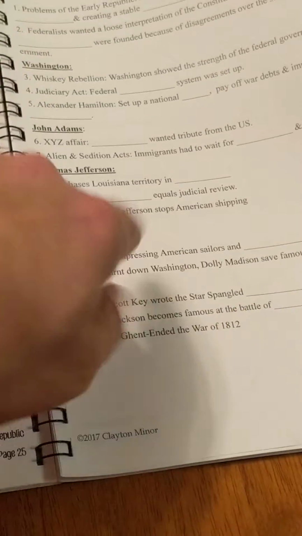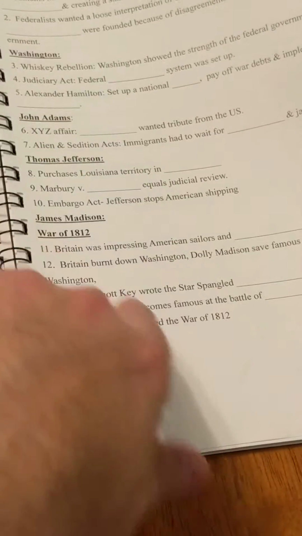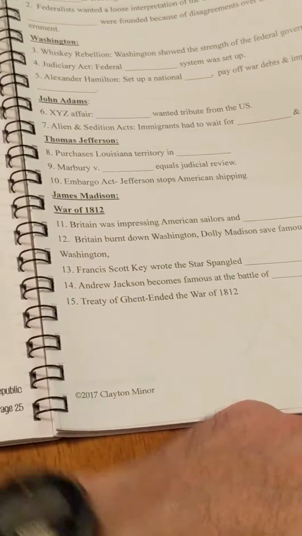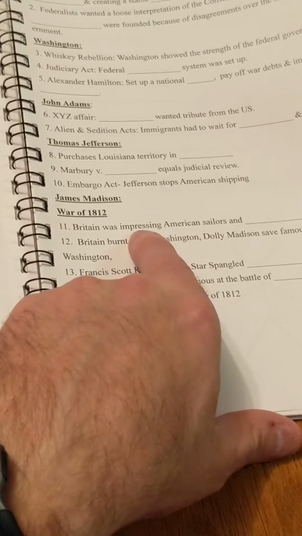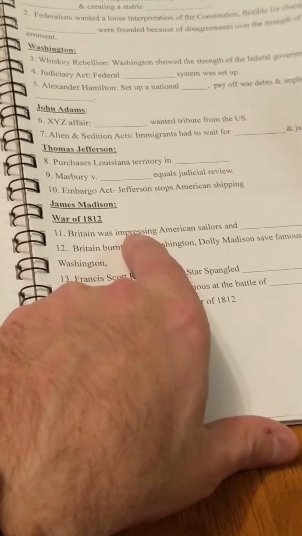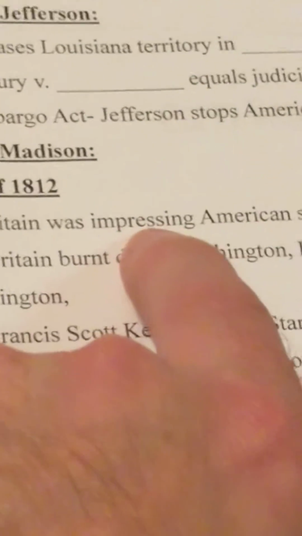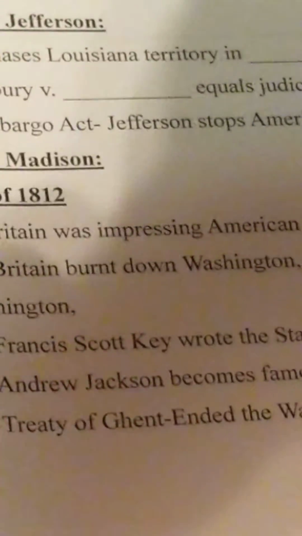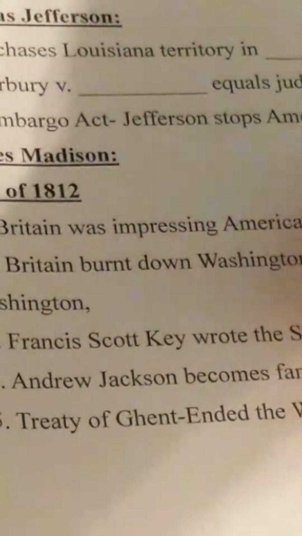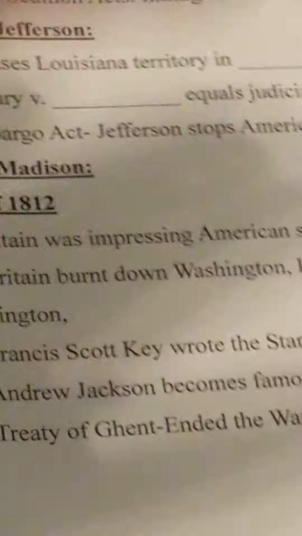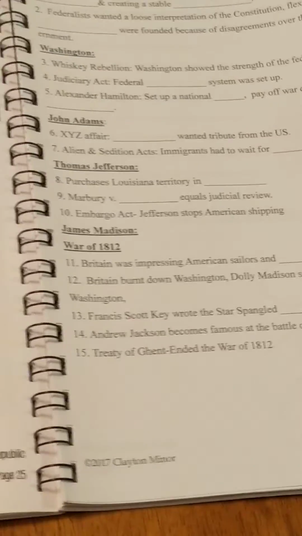Madison, War of 1812, a lot of key things in here. Do some cause and effect on it. Causes, impressing American sailors, blocking trade routes. Impressing, the only time we ever see this word is with the War of 1812. 2 words, tribute with XYZ, impressing with War of 1812. Only time you ever see those words ever used is with those 2 items. Burn down the White House, you get the Star Spangled Banner out of it.